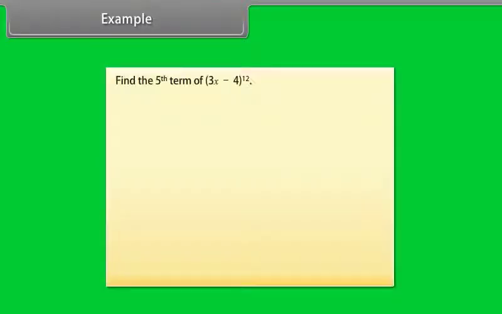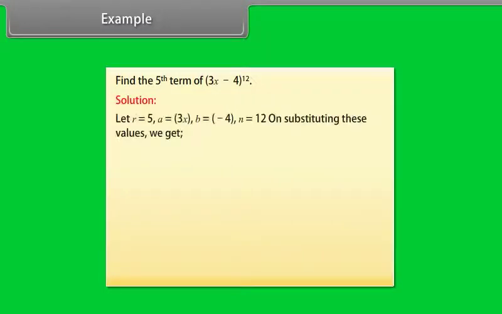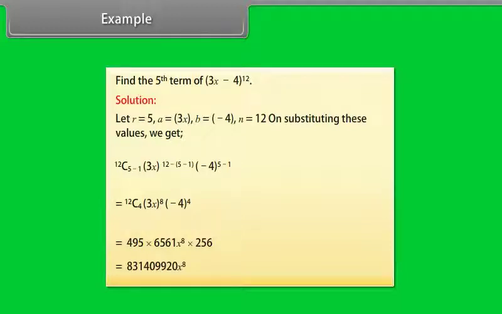Example: find the fifth term of (3x minus 4) raised to power 12. Solution: let r is equal to 5, a is equal to 3x, b is equal to minus 4, n is equal to 12. On substituting these values, we get 12C(5-1) into (3x) raised to the power 12 minus (5-1) into (minus 4) raised to the power 5 minus 1, which is 31409920 into x raised to power 8.